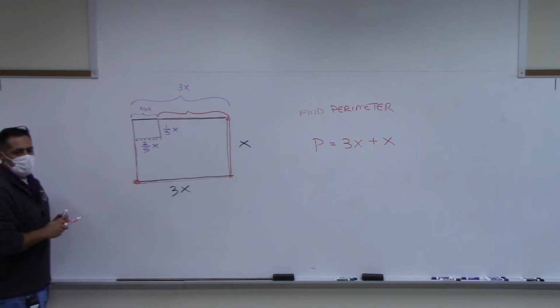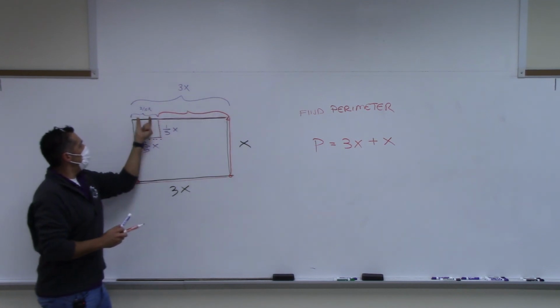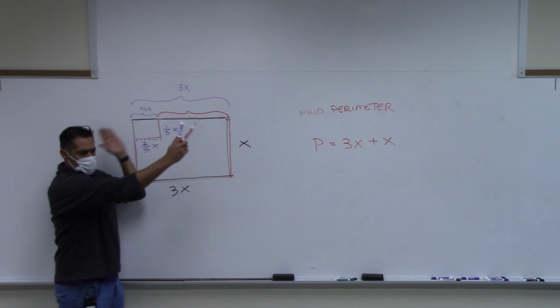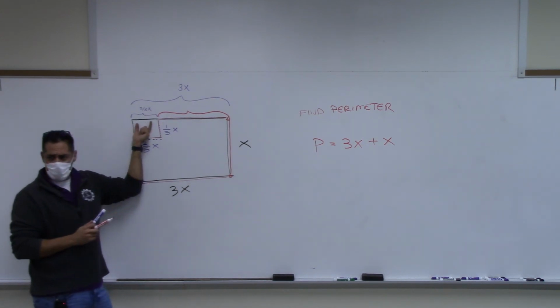So that means this red part must be that whole part, take that away. Understand? Everyone see that? The whole 3/5 x, take away the 2/5 x.